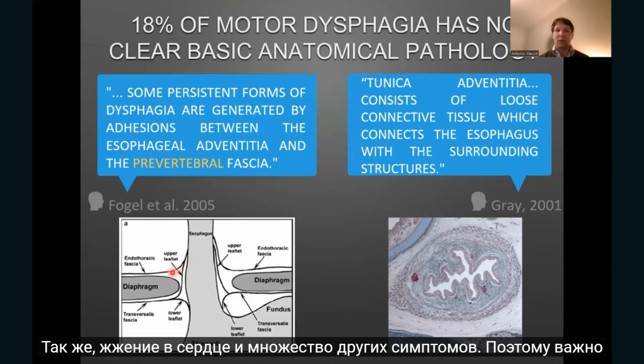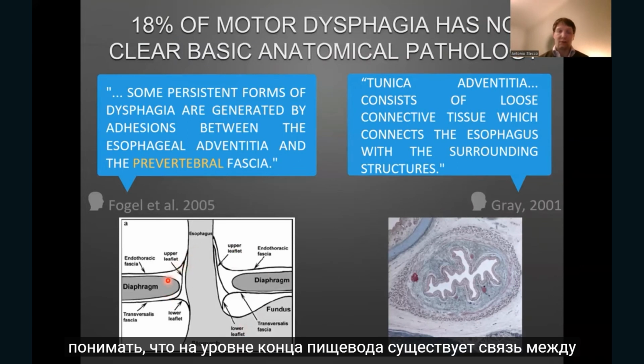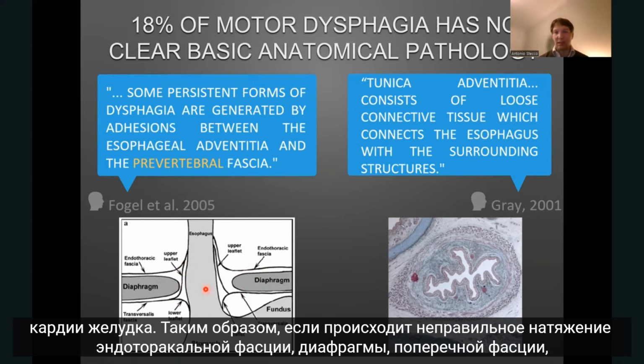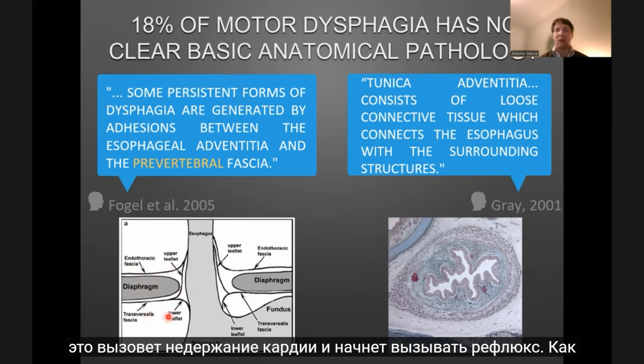So it's important to understand that at the level of the end of the esophagus, there's a connection between the endothoracic fascia and the transversalis fascia. So we have a lot of fascia that merge together to coordinate the cardias. So if there is an incorrect tension of the endothoracic fascia, diaphragm, transversalis fascia, this will generate incontinence of the cardias, and it will start to generate a reflux.